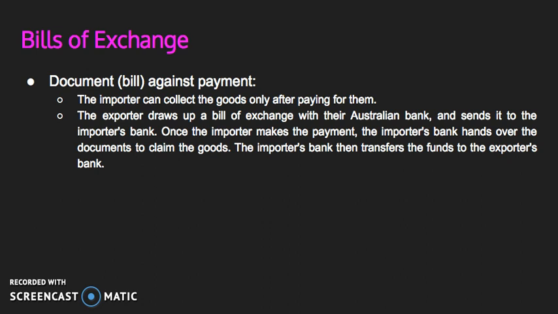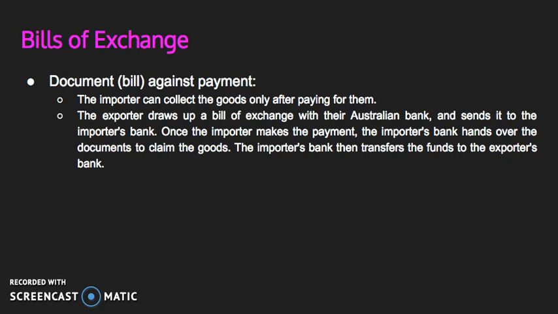Okay? So the exporter draws up a bill of exchange with the Australian bank, so I draw it up with my Australian bank, and I send it to the importer's bank. So the bank whoever the person in California is with. Once the importer makes the payment, the importer's bank hands over the documents to claim the goods. Okay? Then the importer's bank sends the money over to me. So until they pay their bank, their bank won't give them basically the receipt or the proof of purchase that says you now own these goods. So once they've paid them, they hand over that document that says you now own them, then they send me the money.